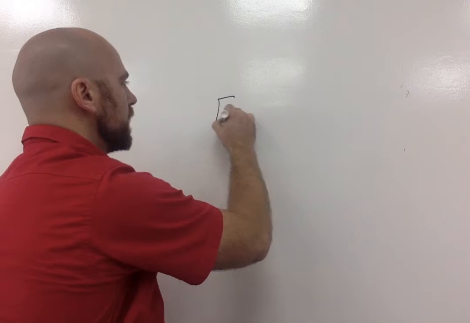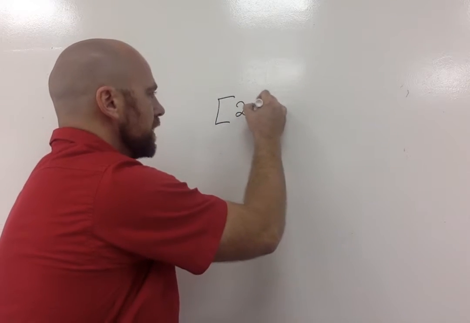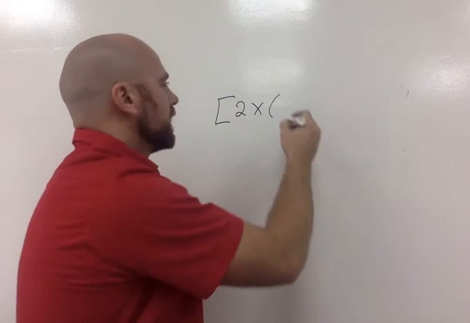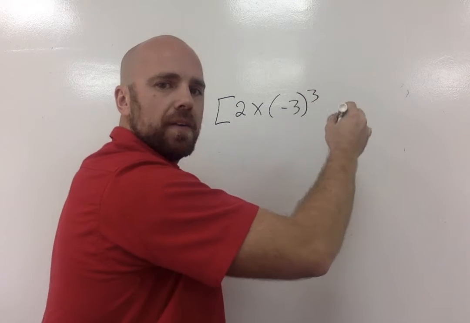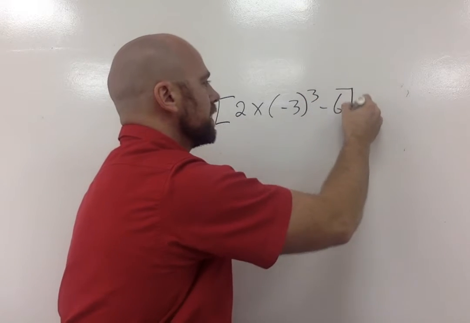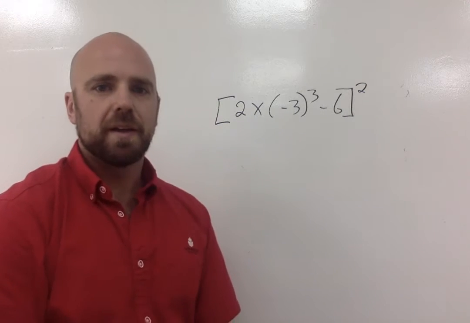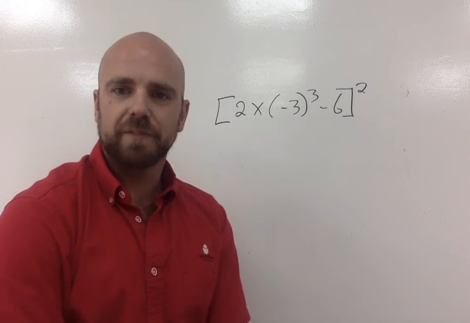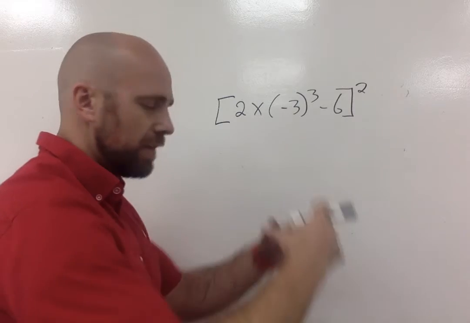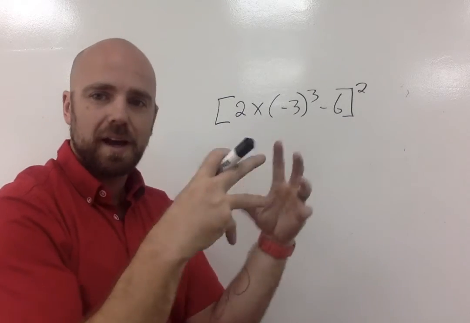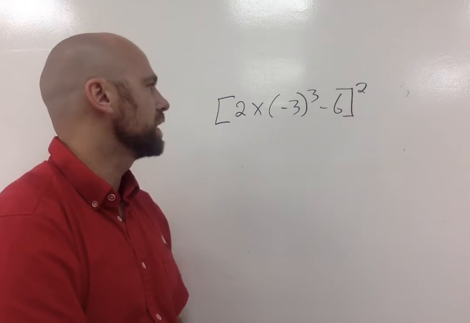I'm going to use square brackets when I'm using multiple sets of brackets. So this one's going to go 2 times negative 3 to the power of 3, minus 6, end of the square brackets, and then I'm going to square it. According to order of operations, we have to do the brackets first. Here we have a bracket inside of other brackets. So we're going to go inside of the main bracket, do everything inside of that first, and then work outside the bracket.